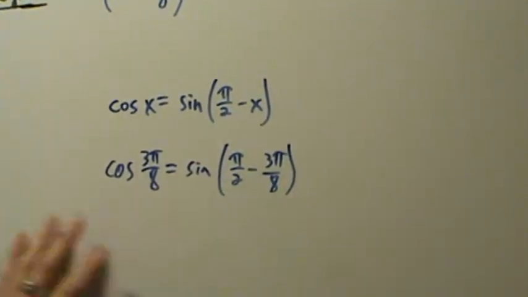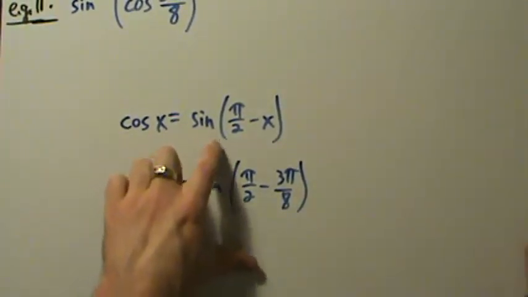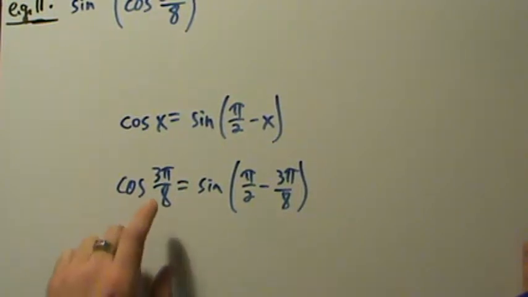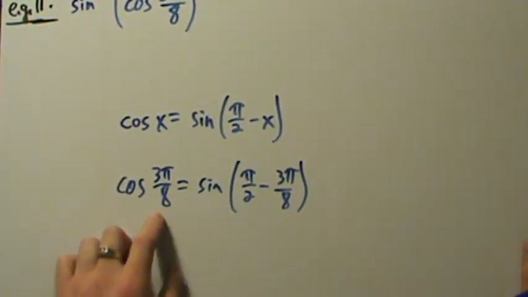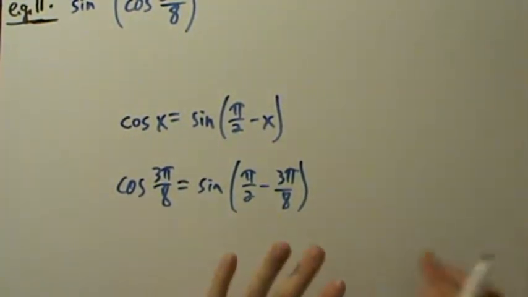Okay, so in general, cosine of x is sine of pi over 2 minus x. In this specific case, we have 3 pi over 8. So cosine of 3 pi over 8 is sine of pi over 2 minus 3 pi over 8. That's from the complementary angle theorem.